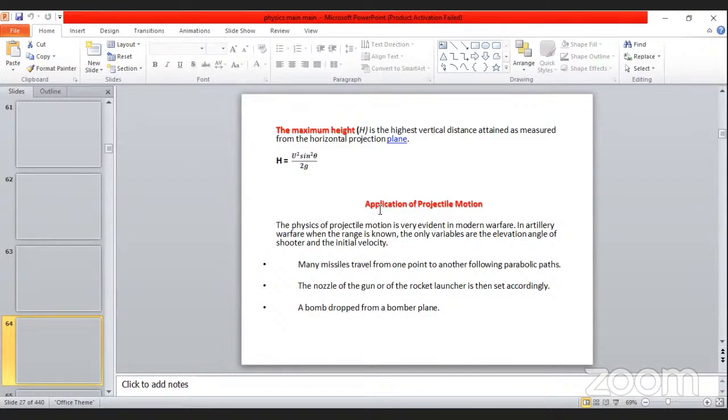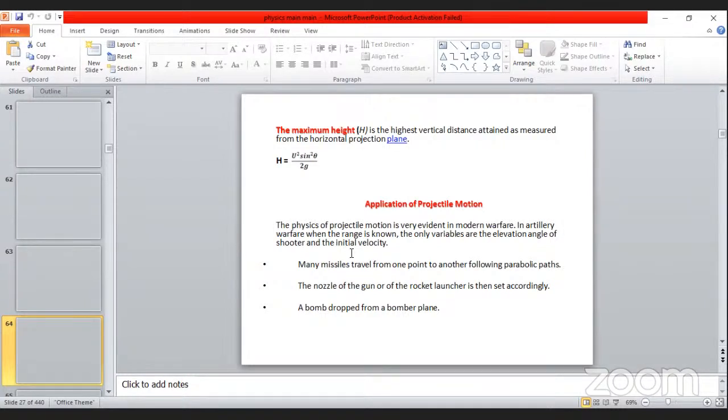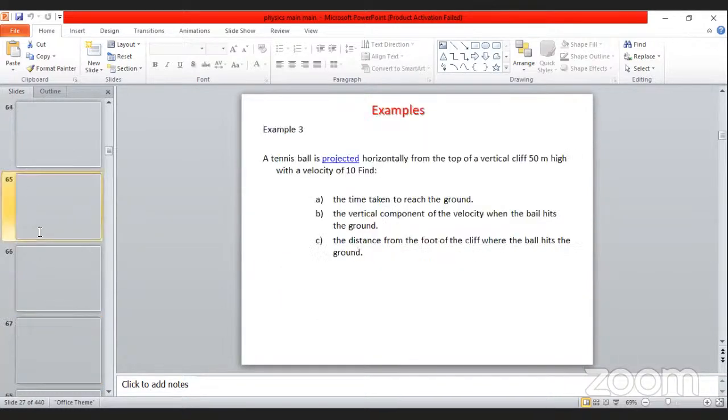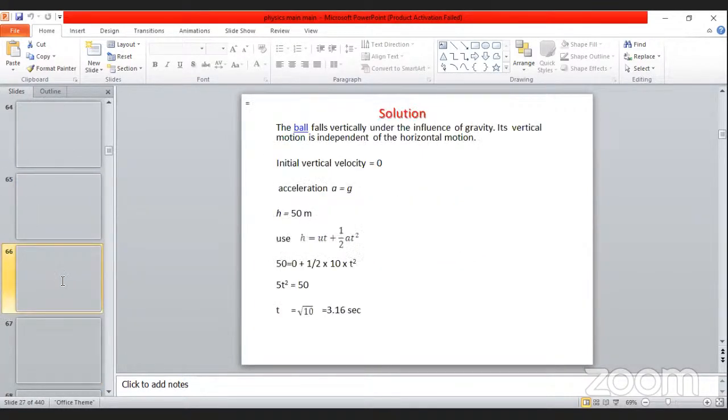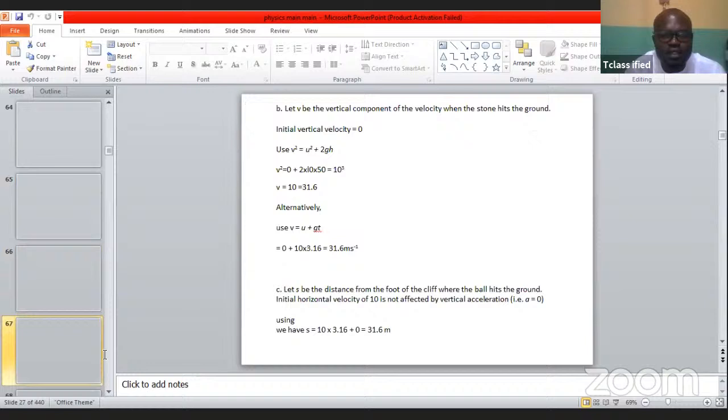Yes. And these are the applications of projectile motion. Another very important thing, JAMB is going to ask you, what are the applications of projectile motion? Number one, many missiles travel from one point to another following a parabolic path. Number two, the nozzle of a gun or rocket launcher is set according to a bomber plane. It's also a very good application of projectile motion. Okay, so these are examples of motions under gravity.